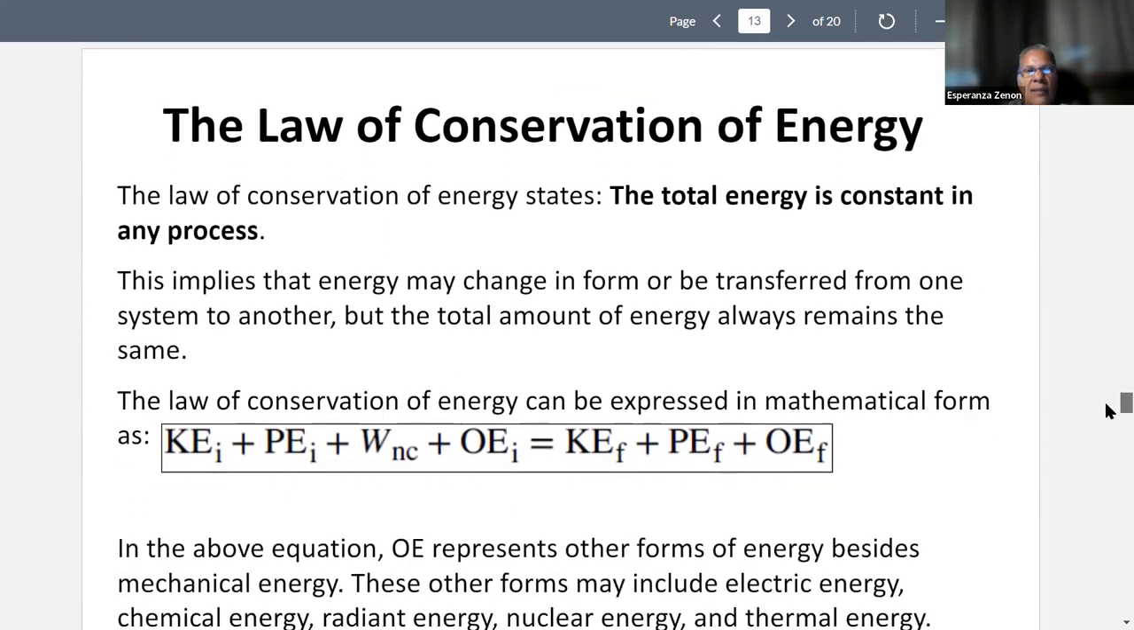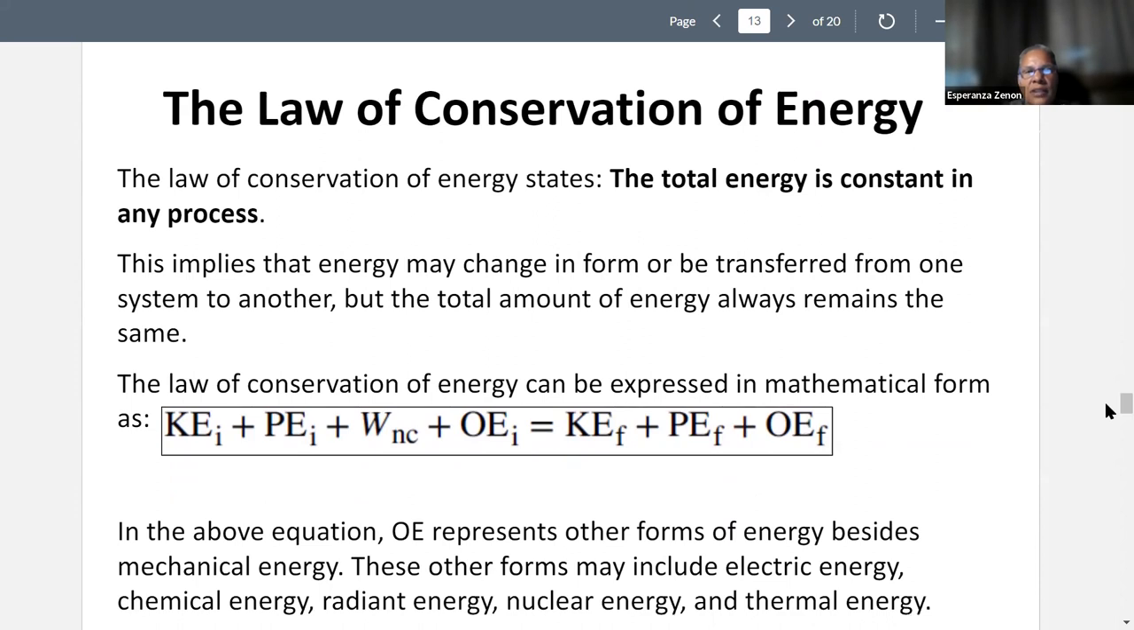And then we have a way of expressing the law of conservation of energy in a broad sense. So if we look at all the energies in our system at the start and at the finish, the totals must be the same. And you see in that formula, the other energies, OE. So these can be any types of energies.